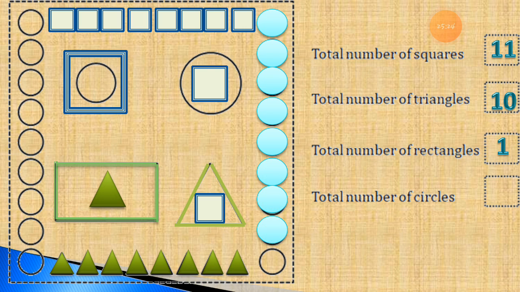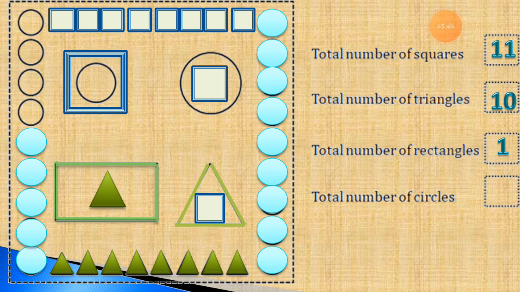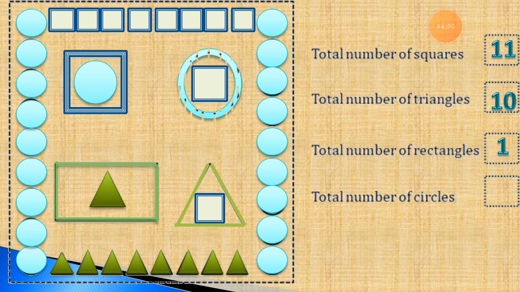7, circle number 8, circle number 9, circle number 10, circle number 11, circle number 12, circle number 13, circle number 14, circle number 15, circle number 16, circle number 17, circle number 18, circle number 19 and circle number 20.